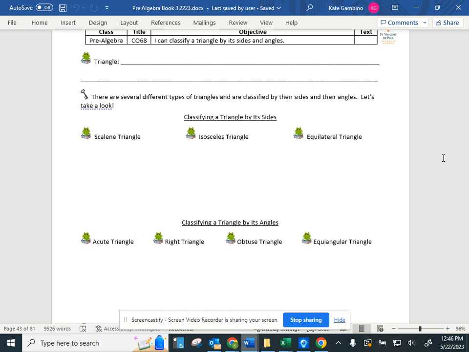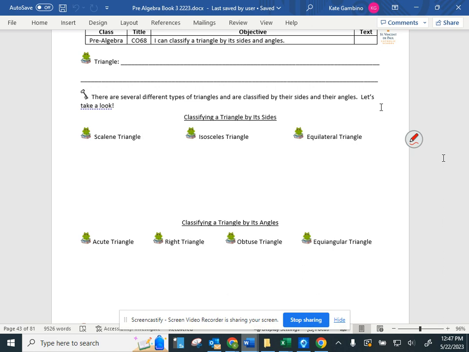CO68 is I can classify a triangle by its sides and angles. So we have reviewed this. It was in one of our Math 6 reviews on a previous test. We talked a little bit about it and reviewed it before our math testing. Now we're going to really get into it to make sure we remember all of it. So it shouldn't be crazy. We should already have an idea of this, so it shouldn't be too hard of an objective.